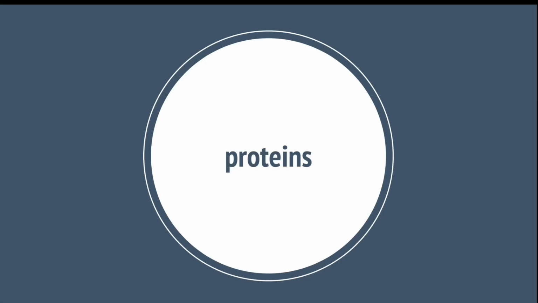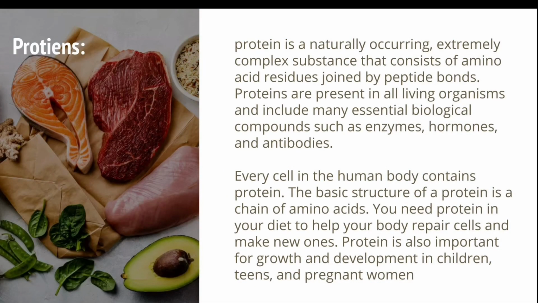Last but not least, the 4th biomolecule, proteins. Protein is a naturally occurring, extremely complex substance that consists of amino acid residues joined by peptide bonds. Proteins are present in all living organisms and include many essential biological compounds such as enzymes, hormones, and antibodies. Every cell in the human body contains protein.